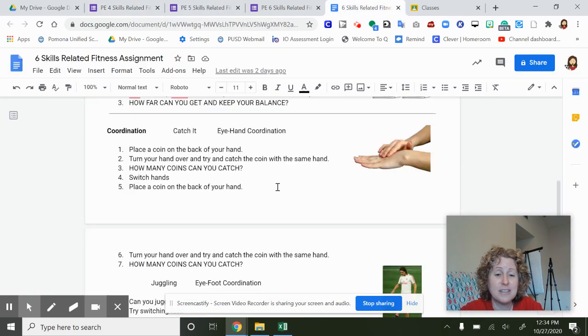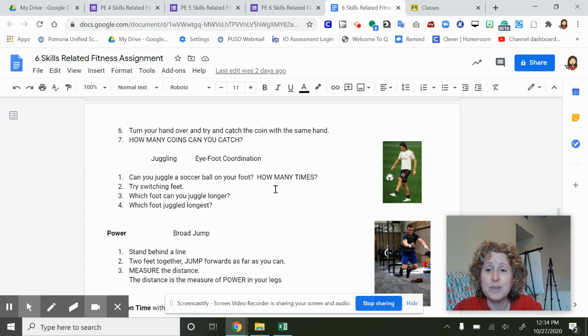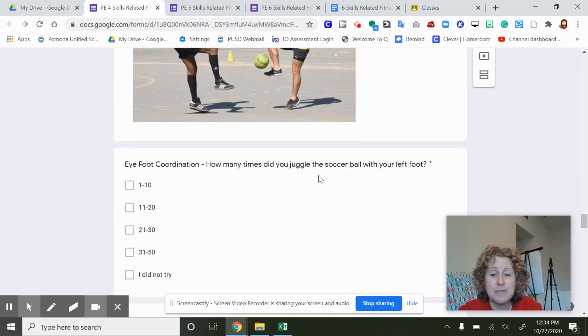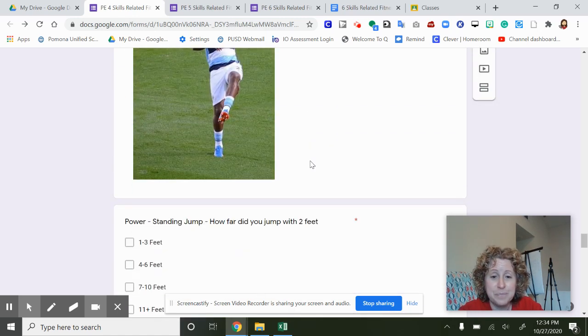And then you'll do the juggling for the eye-foot coordination, and this is how you could juggle on each foot. How many times can you do it? Switch feet. How many on the right? How many on the left? If you don't have a soccer ball, that's fine, or any other ball. You could do some socks, roll them up in a bunch, that's fine too. And then go back, please, to the Google form, and here we go for the right foot, and fill in what you did for the left foot.